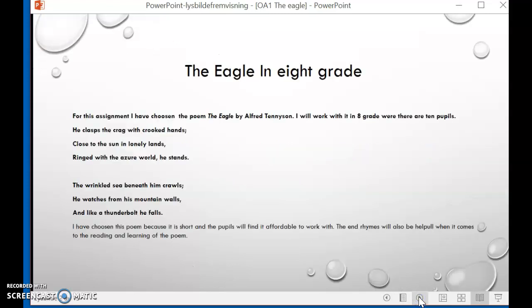In this assignment, I have chosen to use the poem The Eagle by Alfred Tennyson. I'm going to work with it in 8th grade, where there are 10 pupils.